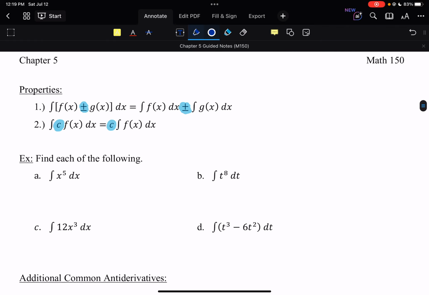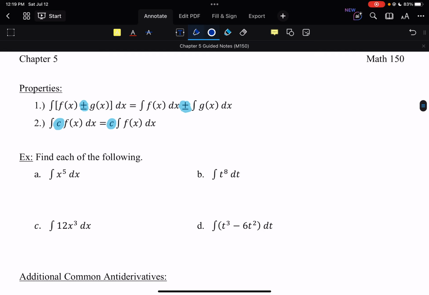All right. So a few quick examples here. Find each of the following. We have the integral of x to the 5th dx. This is the power rule, right? Undoing of the power rule. So we're going to add 1 to the power and then divide by that same number, and then plus our constant of integration. So x to the 6th over 6 plus c, which again, you could also write as 1/6 x to the 6th plus c, same thing.